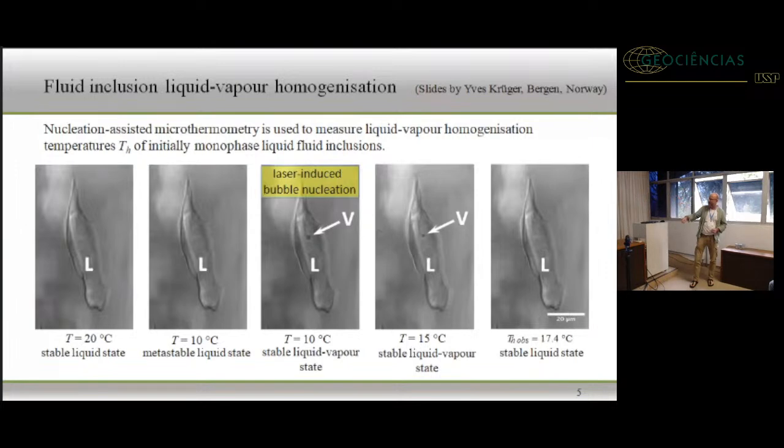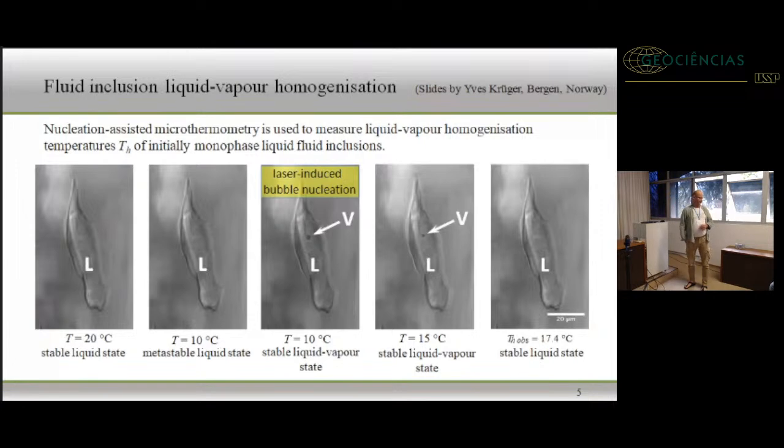And what happens here, you have a sample, and let's start at the left side, 20 degrees Celsius. This is your lab, more or less, right? And you're looking at it through the microscope. You see a liquid, and that's it, it's liquid. Then you start with bringing the temperature down a little bit to 10 degrees Celsius, and it still says, oh sure, I'm a liquid, so it stays a liquid.